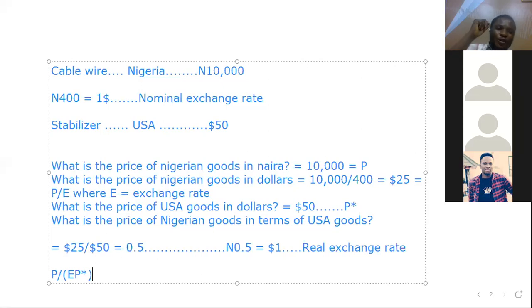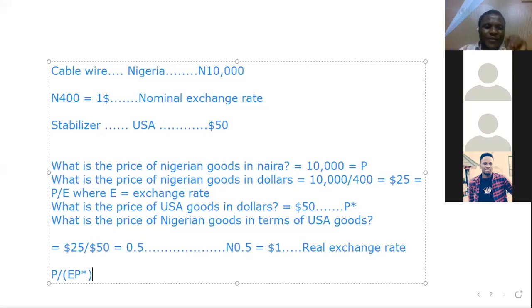First of all, look for two goods that can be compared. The first goods we looked for was cable wire. In Nigeria, cable wire is 10,000 naira. The nominal exchange rate we have is 400 naira to $1. If I want to exchange naira and dollar, in USA, stabilizer, how much is stabilizer? $50.